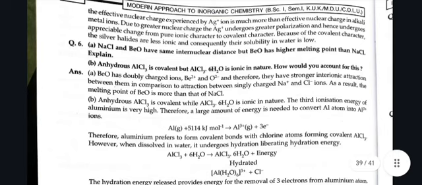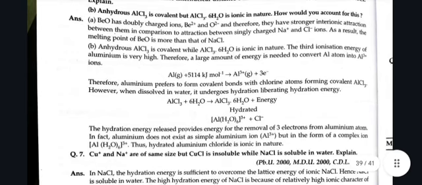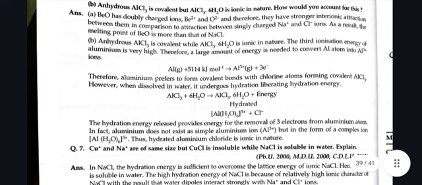Question number 6. NaCl and BeO have same internuclear distance, but BeO has higher melting point than NaCl. Explain. BeO has double charged ions Be2+ and O2-, and therefore they have stronger inter-ionic attraction between them in comparison to attraction between singly charged Na+ and Cl- ions. As a result, the melting point of BeO is more than NaCl.